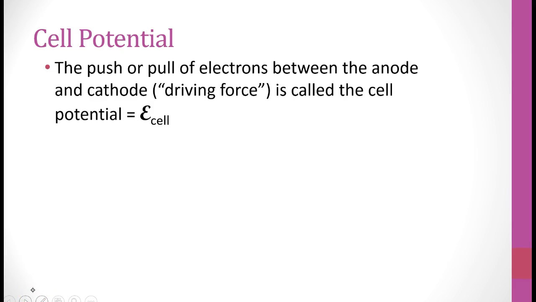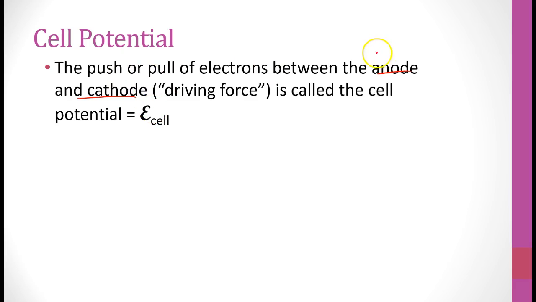However, there is another way of doing it, and we'll talk about that when I do the demo. Hopefully when you guys do the lab it works. So now, how much electricity can we get out of it? Well, that's called cell potential. Cell meaning not like the cells of your body, chemical cells, galvanic cells, batteries, potential for batteries. And the push or pull of the electrons between the anode and the cathode is called the cell potential.